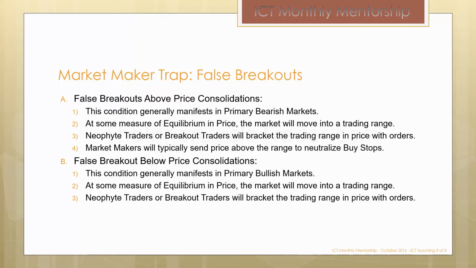Neophyte traders and or breakout traders, again, will bracket the trading range in price with orders, again, looking to focus on buying on a breakout or selling short on the breakout. They're not privy or astute enough to know what direction. They just simply want to react to whatever the market gives them in terms of breaking out above or below. But the market makers will typically send price below the range to neutralize the sell stops.